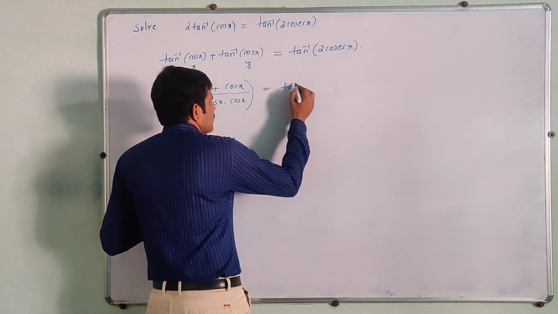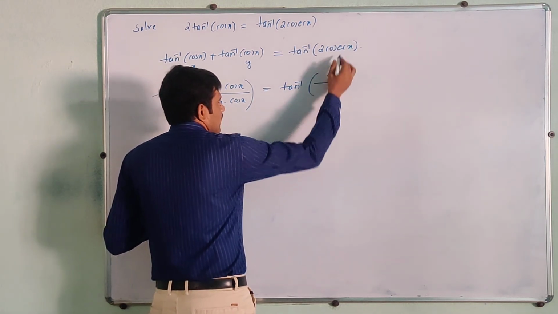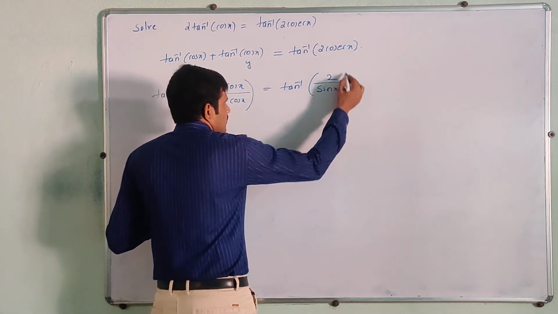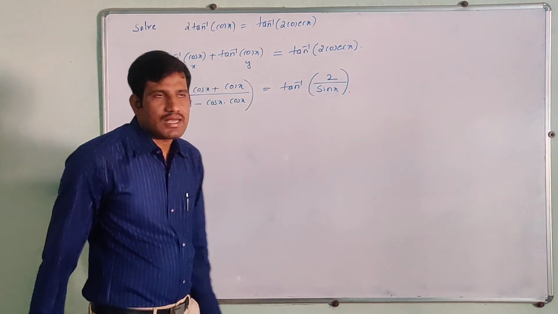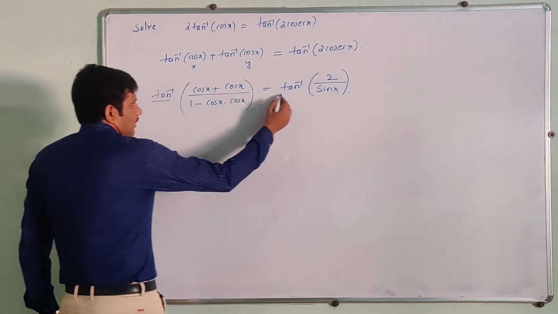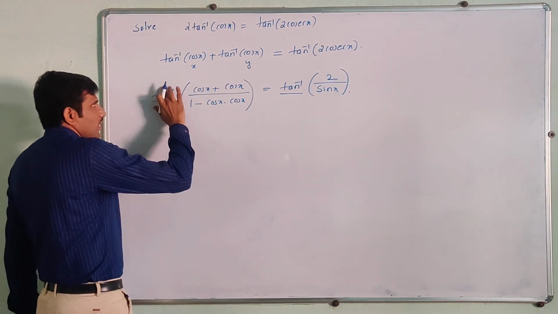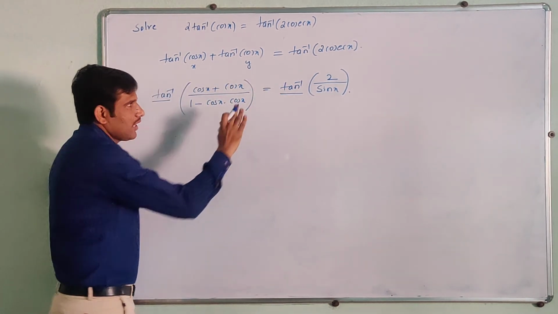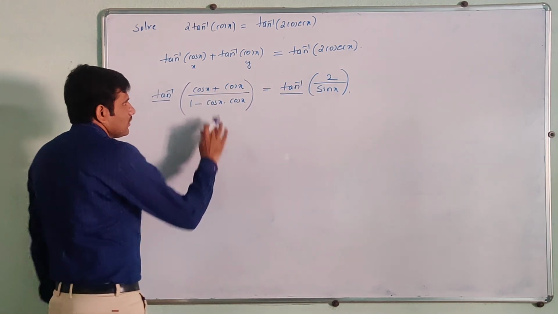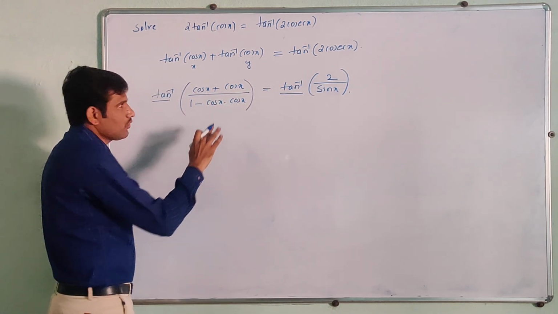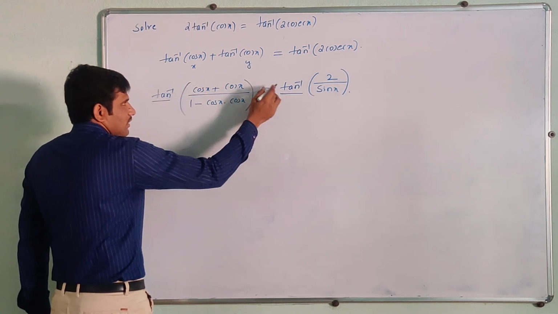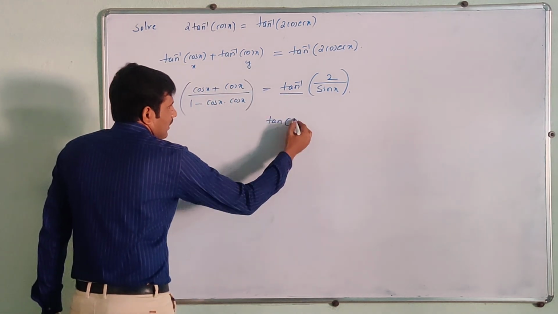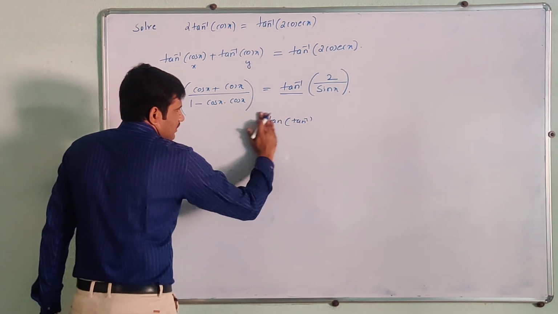Now it is tan inverse of 2 cosec x. Cosec x means 1 divided by sin x. Now we can see we have tan inverse on both sides. If you take this tan inverse, it will become tan, and tan inverse will get cancelled. Why? Because when you take this tan inverse here it will become tan, and here it is tan inverse, so this will get cancelled.